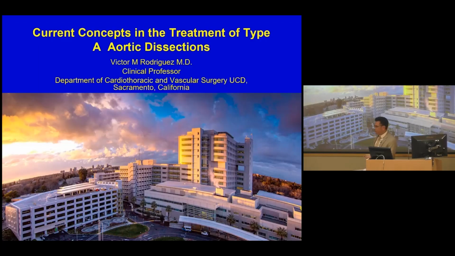All right, so I have a lot of material to cover, so I think we better get settled in and get started. So the topic is, as you can read, current concepts or trends in the treatment of type A aortic dissections. It's an evolving field that is riddled with tons of morbidity and mortality, and we're always trying to come up with different ideas and techniques to improve on the outcomes.